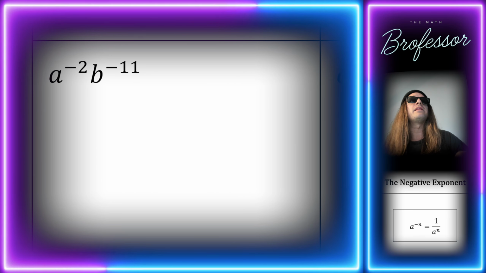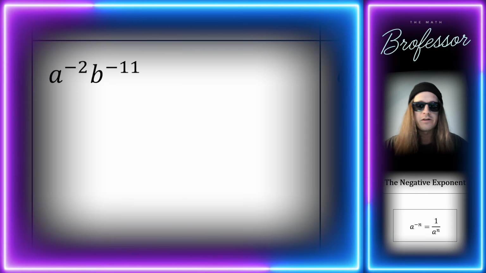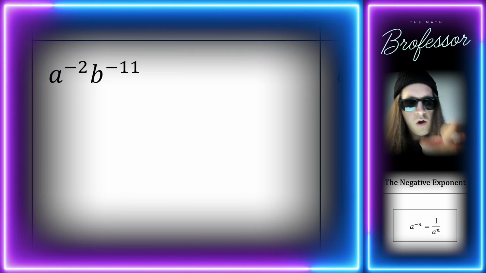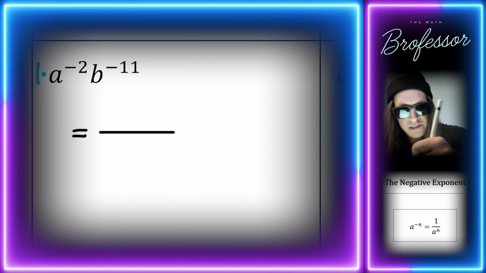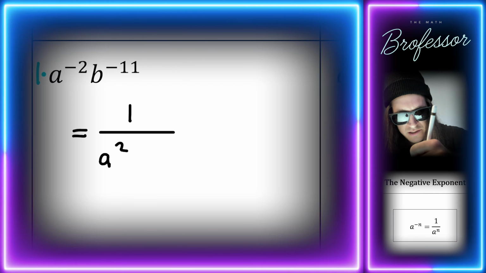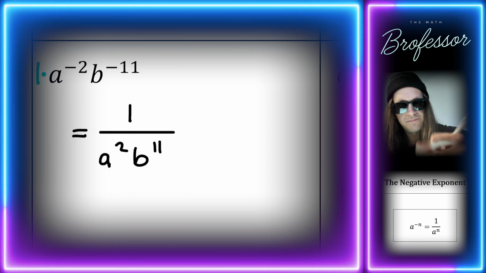We have an a and a b that both have a negative exponent. You can't add these exponents, right? Don't try to do negative 2 plus negative 11 because a and b are different. It has to have the same base to apply the other properties. We're going to use the implied 1 out front. Because both of these have negative exponents, they both need to reciprocate. So this is 1 over a to the positive 2 times b to the positive 11.